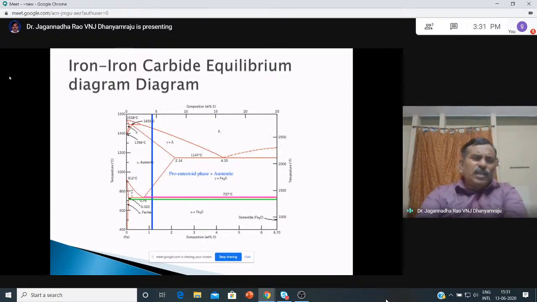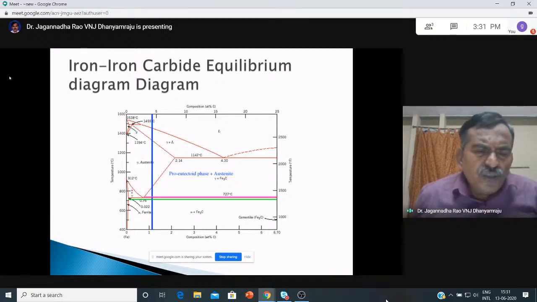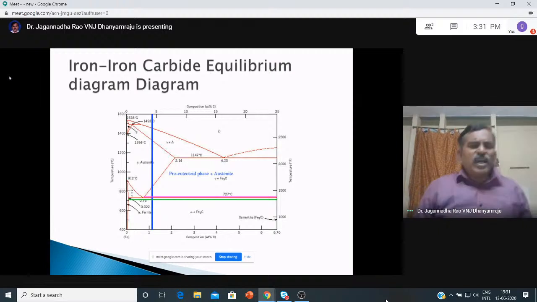Relatively very, very small, because the maximum solubility of carbon for iron is very, very limited. It is approximately 0.025% carbon. It is very, very small. So that is why at lower temperatures and lower carbon contents, you have ferrite. Right? You have ferrite.